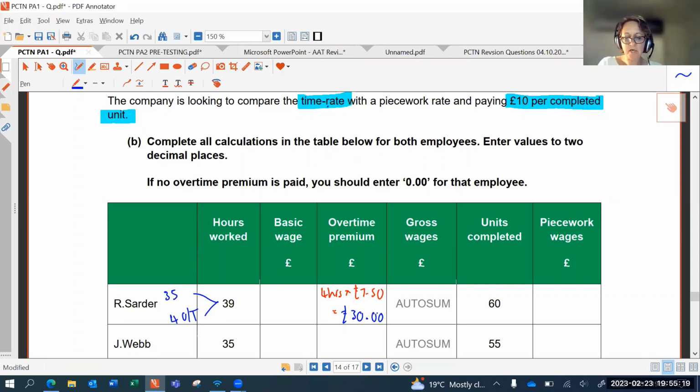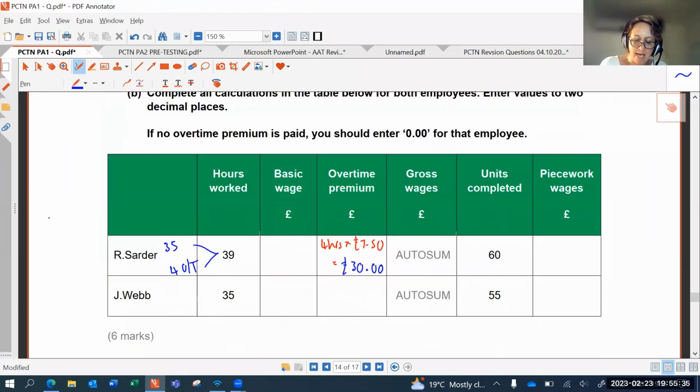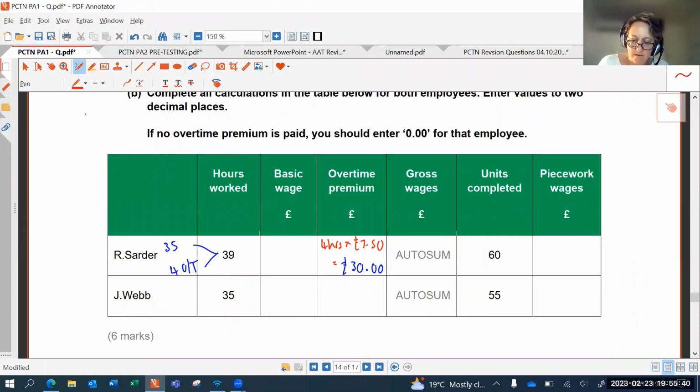And what the question wants me to say here is that their basic wage, so it wants to know how much they earned in terms of this £15 an hour. And what it wants you to do is to say, well, actually, they had 39 hours where they were getting £15 because they had the 35 normal ones. And then they had the 4 overtime hours. They still got £15 for each of those as well. It's just they got an extra £7.50.